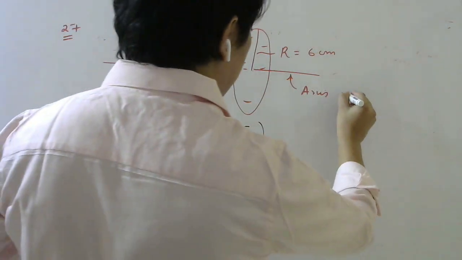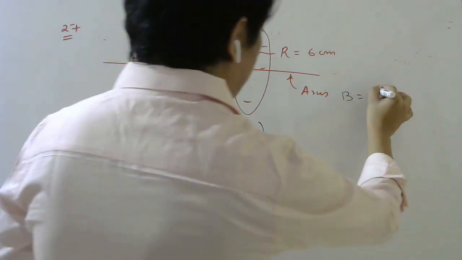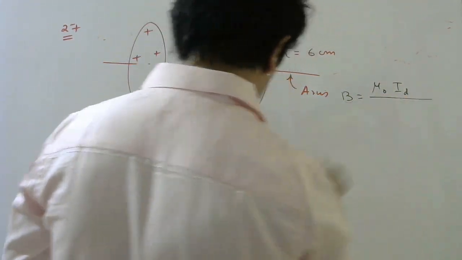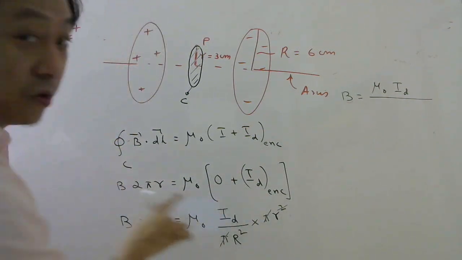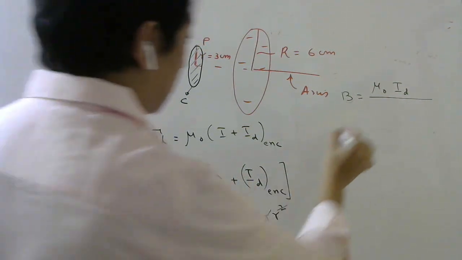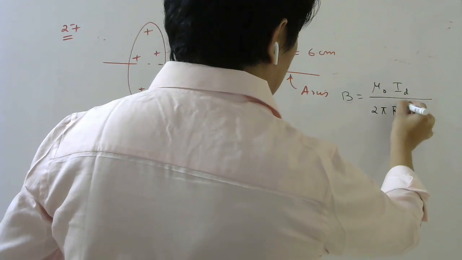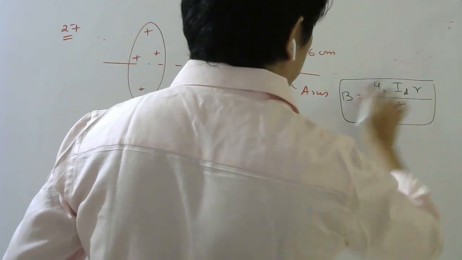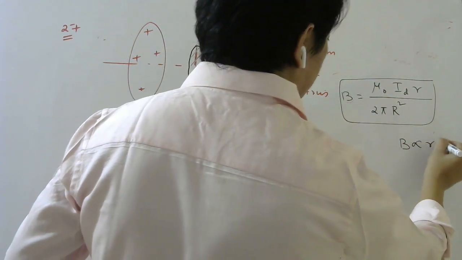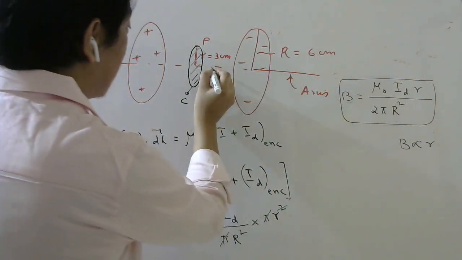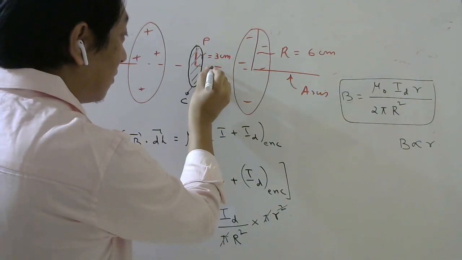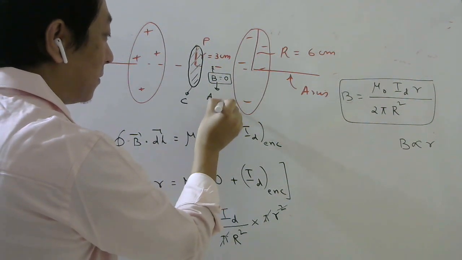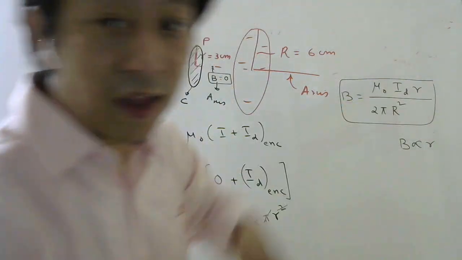So your B will be mu naught ID, and it is the total current because I wrote the current enclosed in terms of total current, divided by 2 pi R square into small r. So it's nice to see that it is proportional to r, which means if I ask what will be the magnetic field on the axis itself, here, that will be zero, remember. So magnetic field on the axis will be zero because your r will be zero on the axis itself.